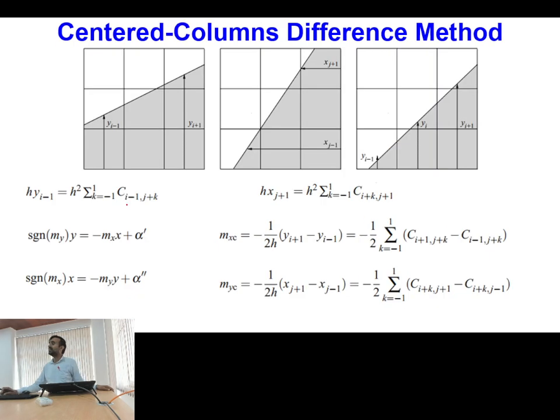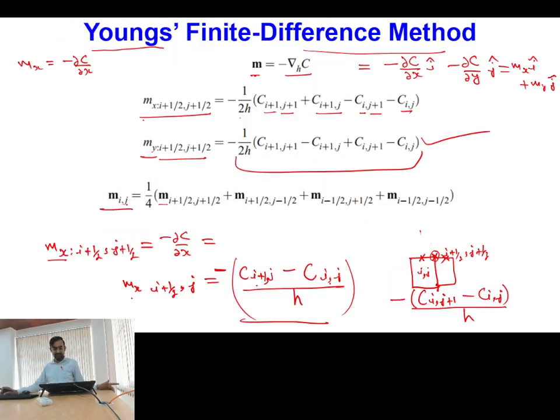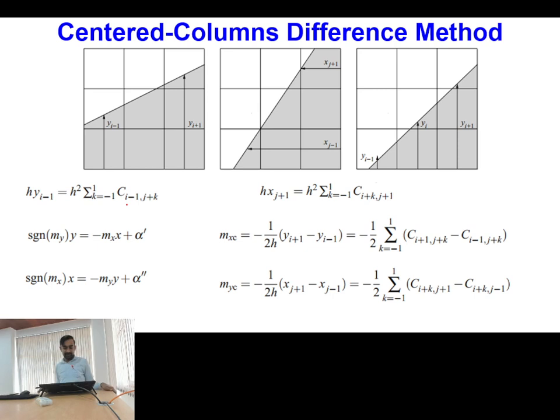Then comes the next method. So there are multiple methods. Of course, methods have some limitations and some issues. So then more advanced methods have been developed. So now the next method is called the centered column difference method. So here also my role is to calculate the value of m only. That is my interest. But the way I will be calculating, that has changed.